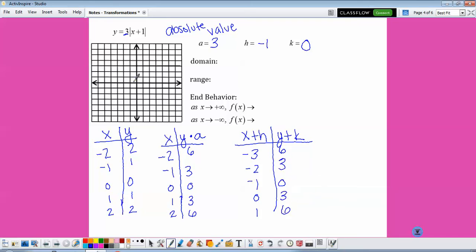And let's plot them. -3, 6, -2, 3, -1, 0, 0, 3, and 1, 6. Make our V shape and put arrows on the end. Because we have 2 arrows, we know our domain is negative infinity to infinity. Our range, we start at 0 and go up. And both our ends are pointing up, so both our end behaviors go towards positive infinity.